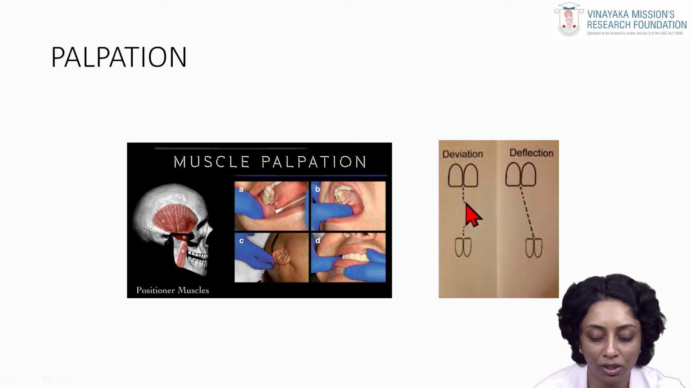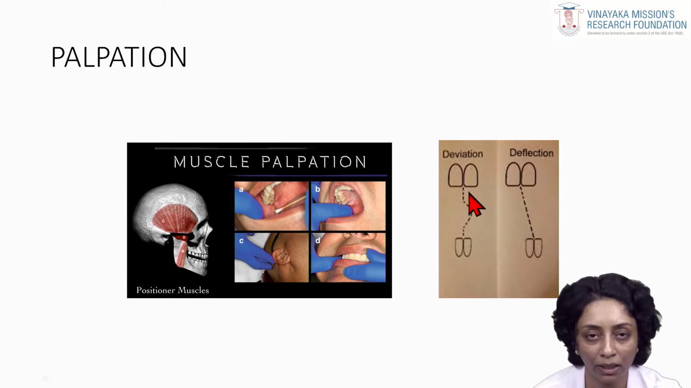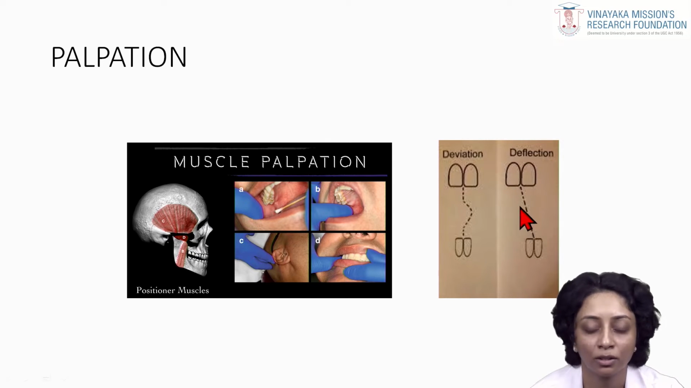Deviation is when the mouth is open and the mandible movement is away from the midline, so you can see an S-shaped or a C-shaped curvature. The mandible moves away from the midline, and on closure also the mandible takes a deviated position and then returns back to the midline. That is known as deviation. In deflection also, the mandible is moving in the lateral position, but there is no returning back to the midline. That represents the deflection.